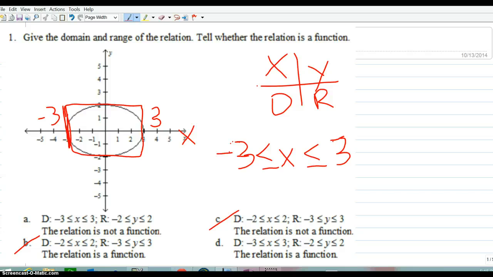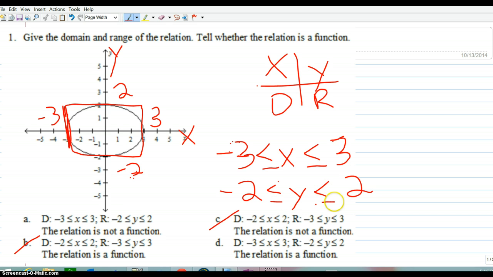Remember, for range, I'm looking at the Y values. That means I'm going to look at the Y axis. The Y axis goes up and down, which means I'm going to look at the bottom and the top of my box. At the bottom of my box, the Y value is -2, and at the top, the Y value is +2. So my range is going to be from -2 to 2. I'm going to write a Y because I'm looking at the Y values. I am using -2 and I am using +2. But that does not help me eliminate A or D.